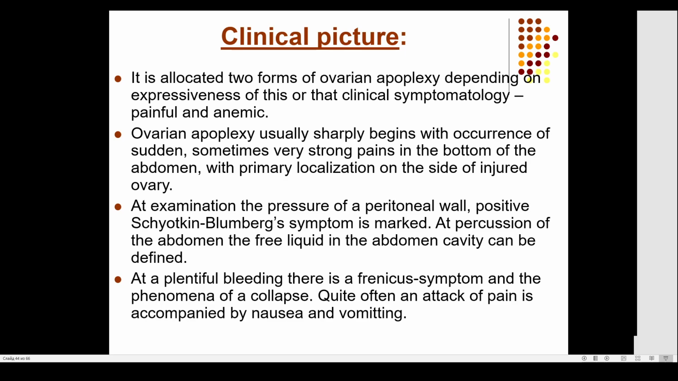At examination, the presence of peritoneal irritation and a positive Shchetkin-Blumberg symptom is marked. At percussion of the abdomen, free liquid in the abdominal cavity can be defined. With plentiful bleeding, there is a phrenicus symptom and the phenomena of collapse. Quite often, an attack of pain is accompanied by nausea and vomiting.